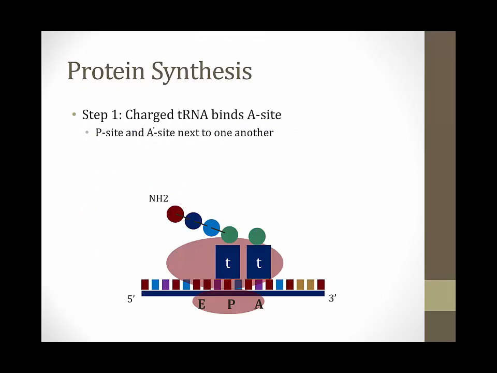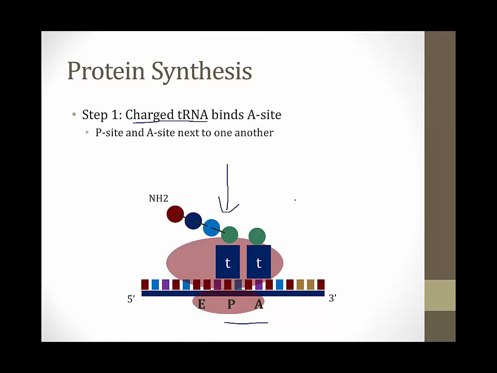The first step in elongation is for a charged tRNA molecule to bind to the A site. If you look at the bottom of the screen, the A site and the P site are right next to one another. The P site holds the growing protein chain. Initially, the P site contains only methionine or FMET, but as this process goes on, it will hold a growing protein chain.